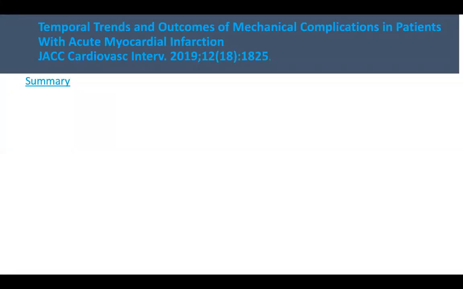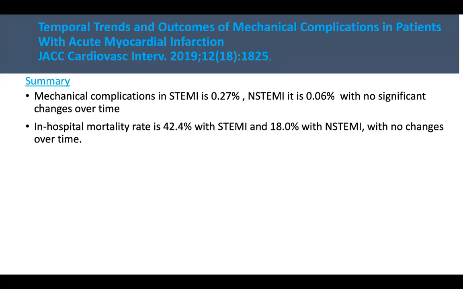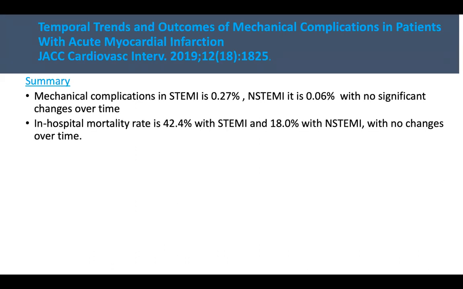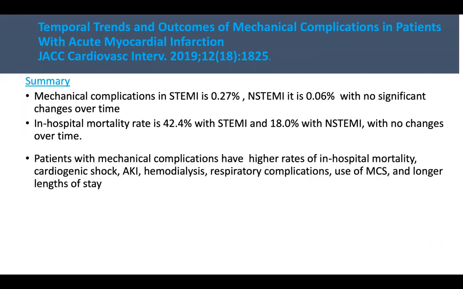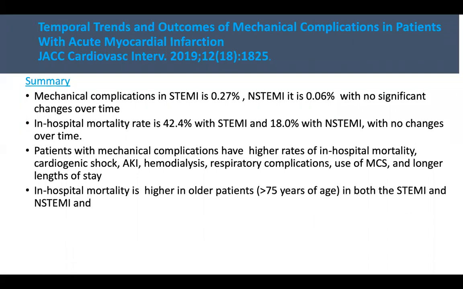So what is the summary of this paper? If you see the mechanical complications in STEMI at 0.2%, non-STEMI at 0.06%, still it is there. No change over the decade. In-hospital mortality is 42% in STEMI for those who have a complication, and 18% in non-STEMI. No change over the decade. Patients with mechanical complication have a higher rate of hospital mortality. They are high in cardiogenic shock, have more acute kidney injury, dialysis, respiratory complications. They have a higher length of stay in the hospital.